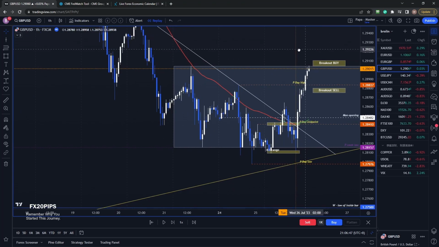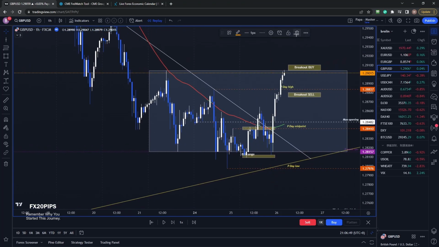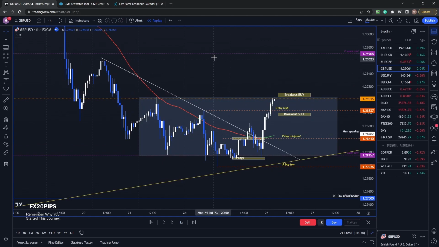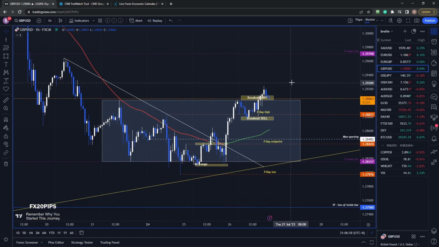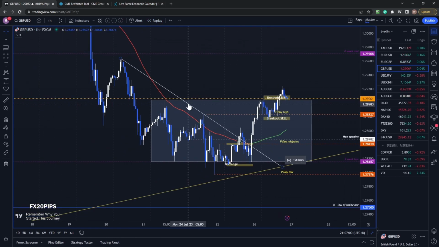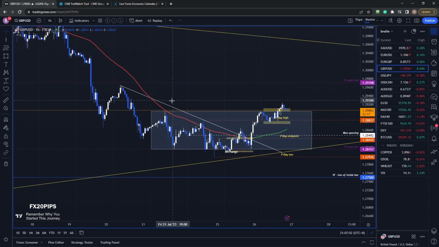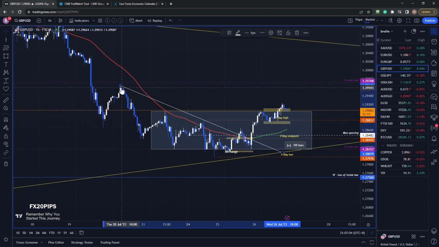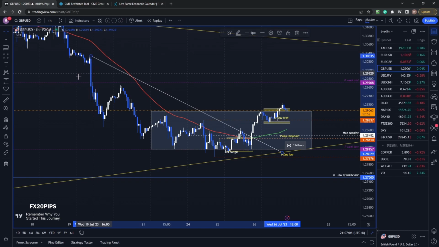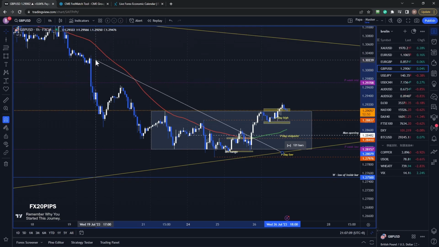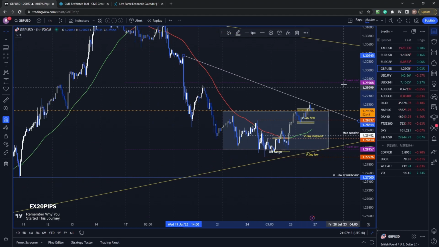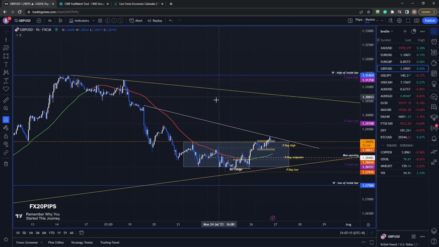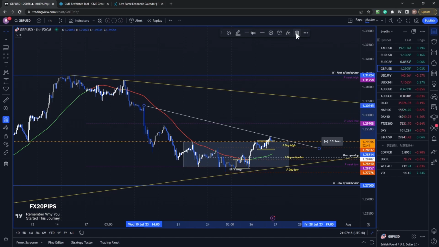Now let's go back to the actual chart. Let's close this one. Yes, I'm going to exit. Okay, so let's look at this one. This is no longer valid, so I'm just going to remove it. Even if I put it here, I'm just squeezing, trying to force the trend line, which doesn't look good at all, so I just remove it.